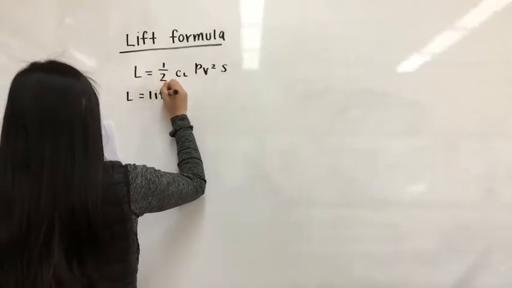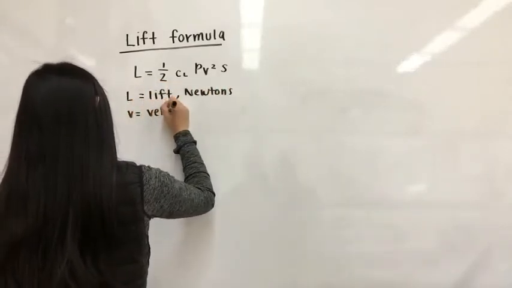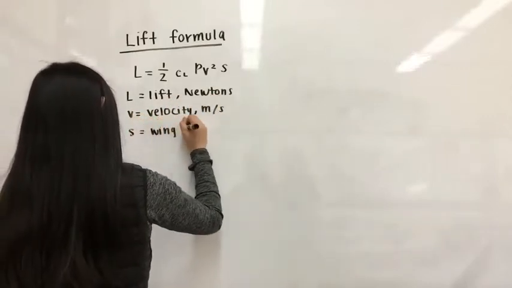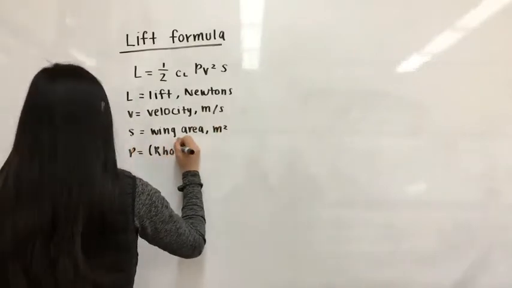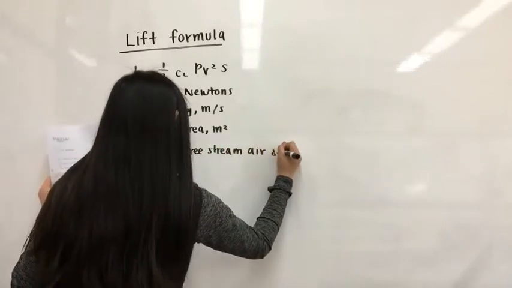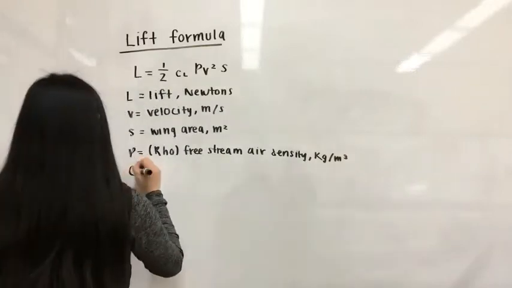This is the lift equation. L equals lift in newtons, V equals velocity in meters per second, S equals wing area in meters squared, rho equals free stream air density in kilograms over meters cubed, CL equals coefficient of lift.